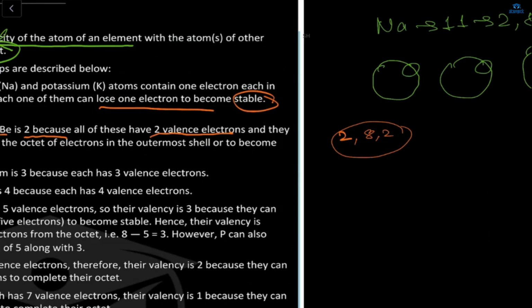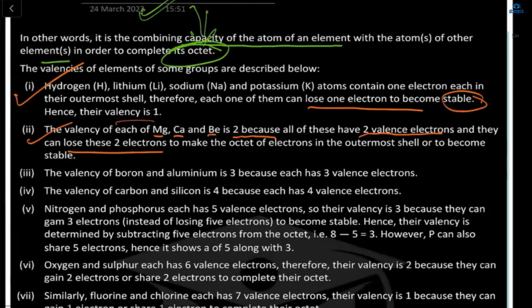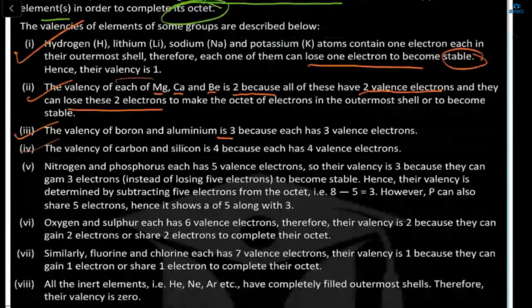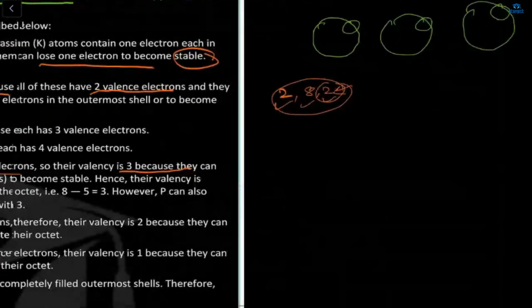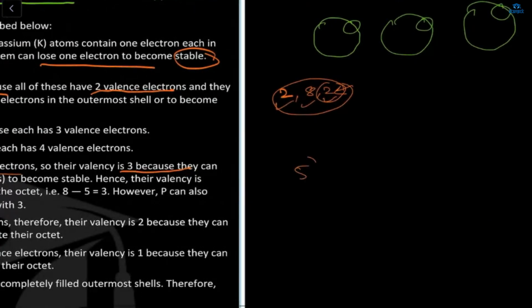Okay, so see, if this is 2, 8, and 2, it will lose two electrons. The valency of aluminium is 3, so it will have 3 valence electrons, and it will lose 3. Nitrogen and phosphorus each have 5 valence electrons. So their valency is 3 because they can gain 3 electrons to become stable. Correct? They can easily gain 3 electrons to become stable.